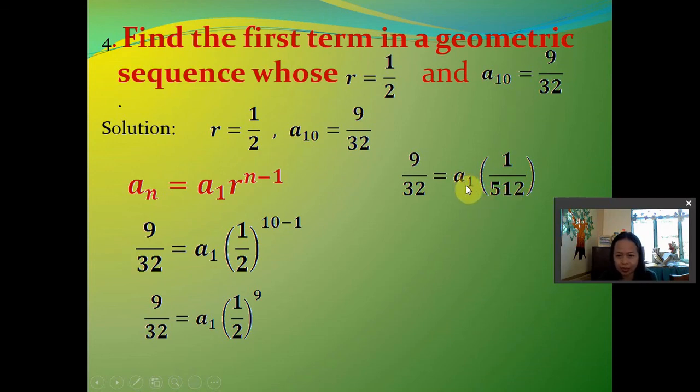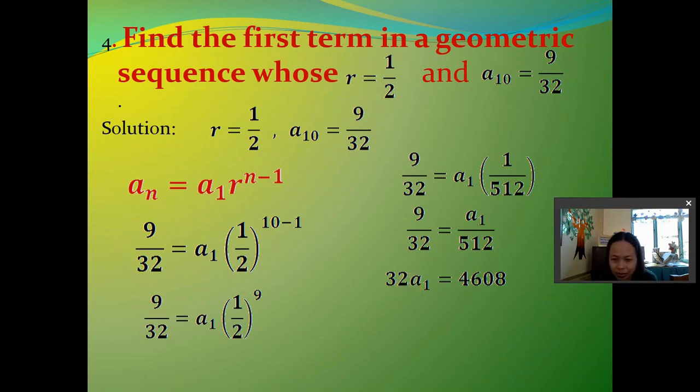Okay, copy that first term. Now, to solve for the first term, we have this one. Multiply first term with 1. First term times 1 is obviously the first term. Next, we are going to cross multiply. 32 times first term is 32 first term. And 512 times 9, or 9 times 512, is 4,608. This one here is 32 times first term, so that is why we have 32 a sub 1.